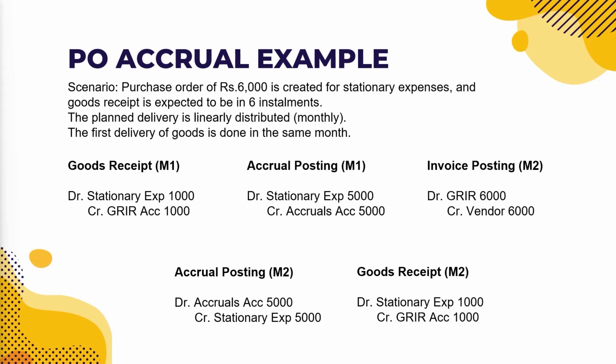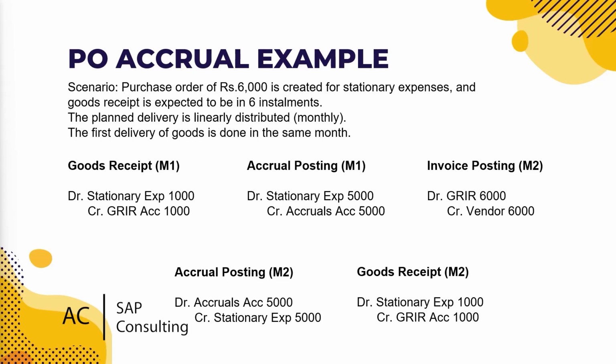In the first goods receipt that is posted immediately in the same month, the entry looks like this: the stationery expense account gets debited and the GRIR account is credited by 1,000 rupees, for that particular installment of goods received. Now, in that month, the accrual posting, instead of being 6,000 rupees, the total accrual amount, will be posted only for 5,000 rupees, because 1,000 rupees of the purchase order amount has already been realized. So the remaining amount, 6,000 minus 1,000, only 5,000 rupees of accrual posting happens in that month.